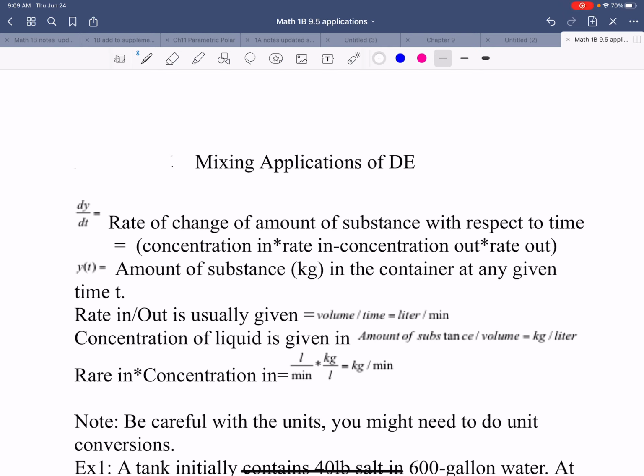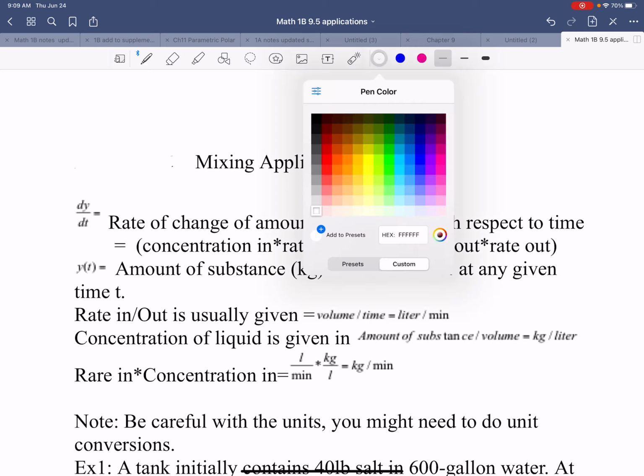In this video, we're going to look at mixing applications of differential equations. We're going to look at examples where rate in and rate out are the same. These examples turn out to be separable differential equations. When rate in and rate out are different, those examples turn out to be first order linear equations. We'll have another video for those examples. So let's look at the mixing applications.